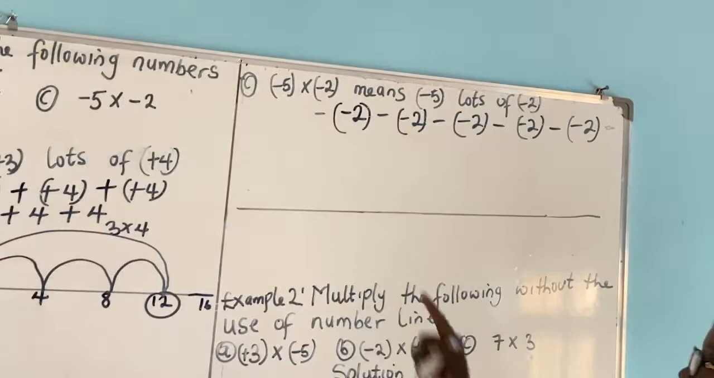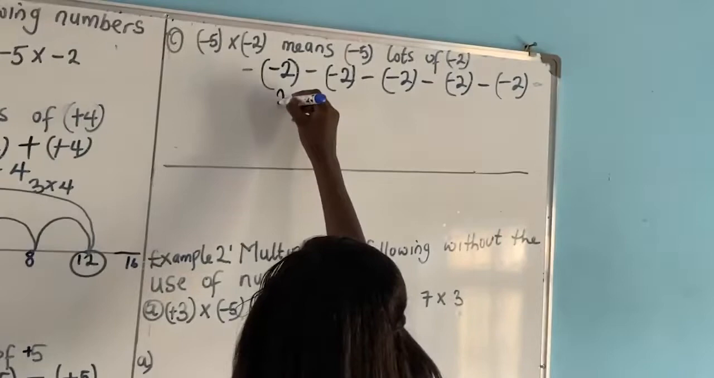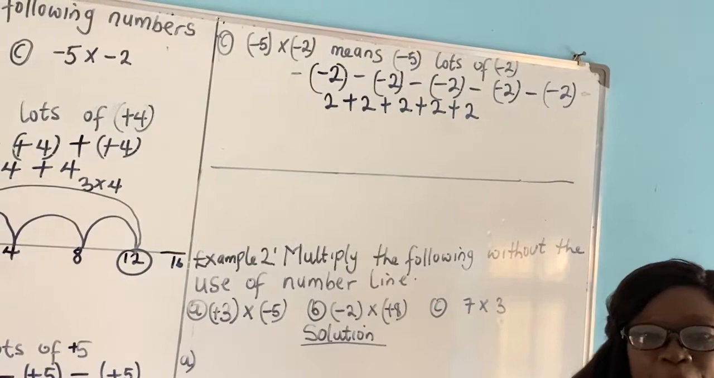All right, minus times minus. Let's come to our rule. Minus times minus is what? Is positive. So here I'm going to have what? Positive 2 plus 2 plus 2 plus 2 plus 2, 5 times. So in our number line, I'm going to move what? Step of what? Of 2. To the right of what?